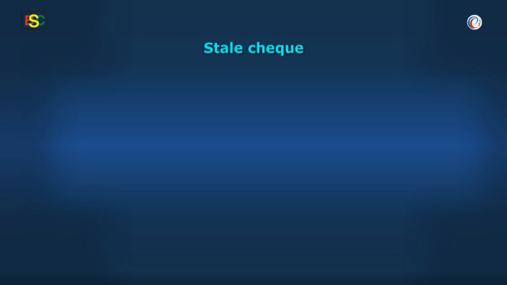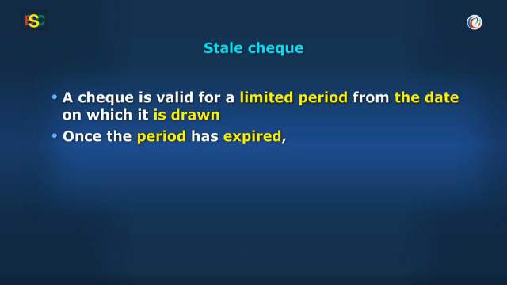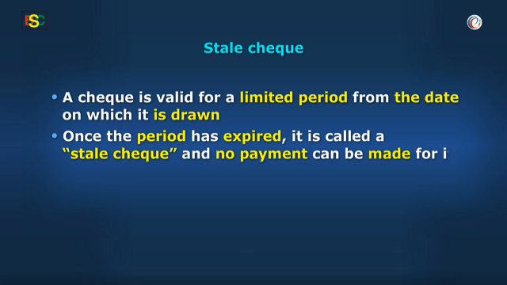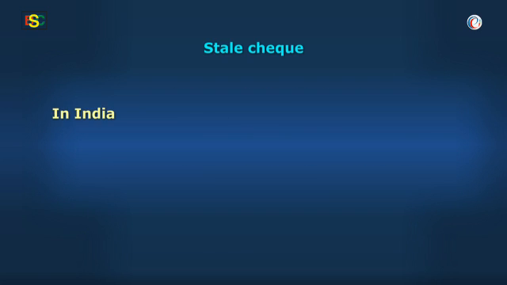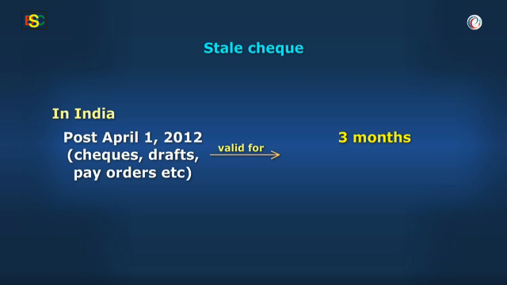Stale check. A check is valid for a limited period from the date on which it is drawn. Once the period has expired, it is called a stale check and no payment can be made for it. In India, post April 1st, 2012, checks, drafts, pay orders, etc. are valid for 3 months as opposed to 6 months previously.